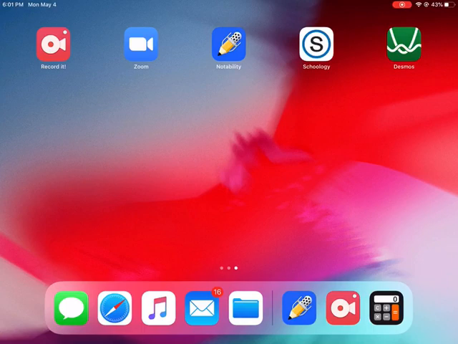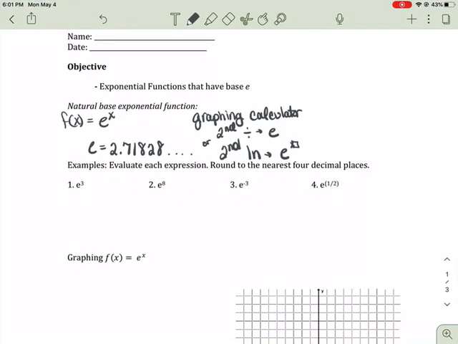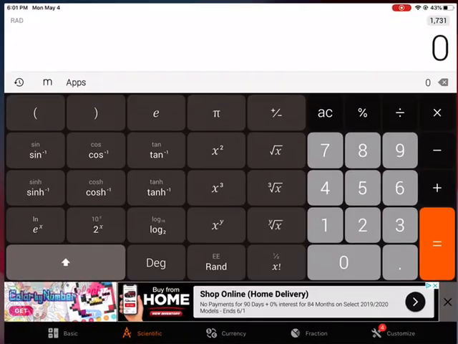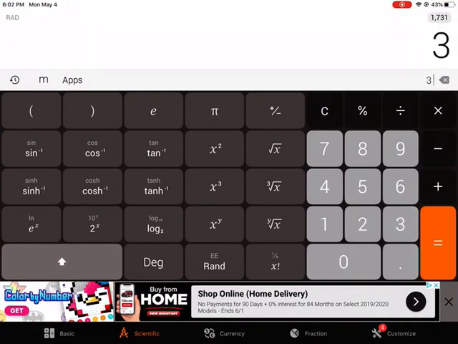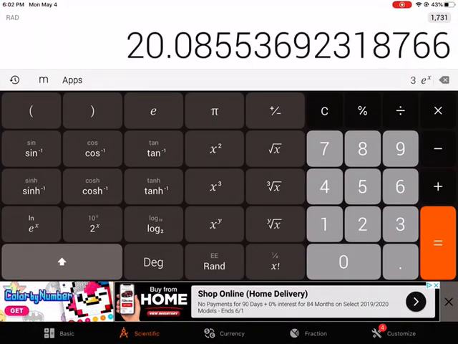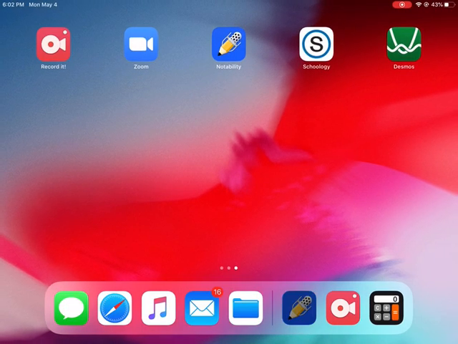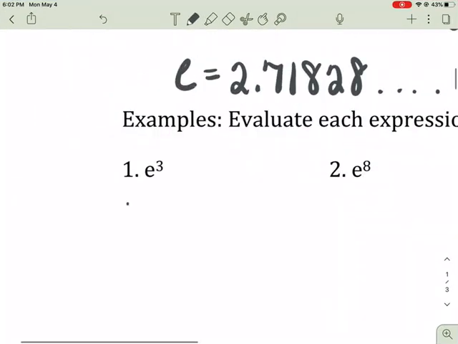Okay, so we'll do a couple using the calculator on the iPad, and then I'll use some on my graphing calculator. All right, so here's some examples. I want to do e to the 3rd. So I'm going to pull up my calculator. I'm going to press 3, e to the x, and I'm going to get 20.086.